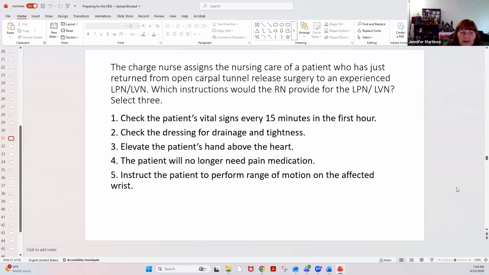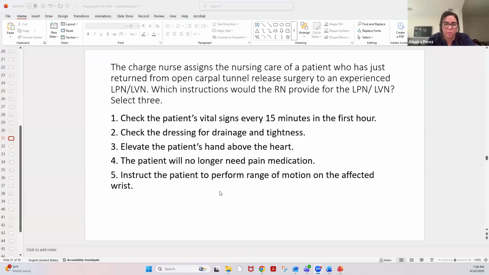One, check the patient's vital signs every 15 minutes for the first hour. Two, check the dressing for drainage and tightness. Three, elevate the patient's hand above the heart. Four, the patient will no longer need pain medication. Or five, instruct the patient to perform range of motion on the affected wrist. Okay, so which of these should we give to an experienced LPN? One, two, and three. Okay.